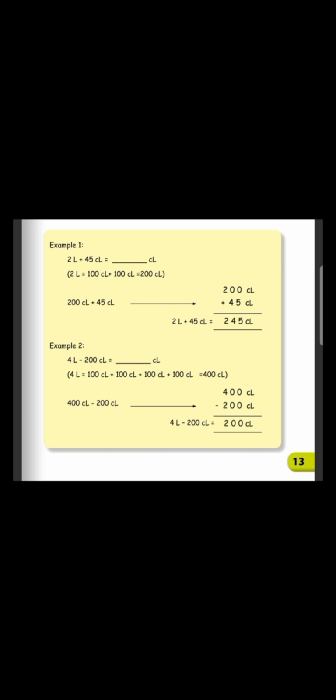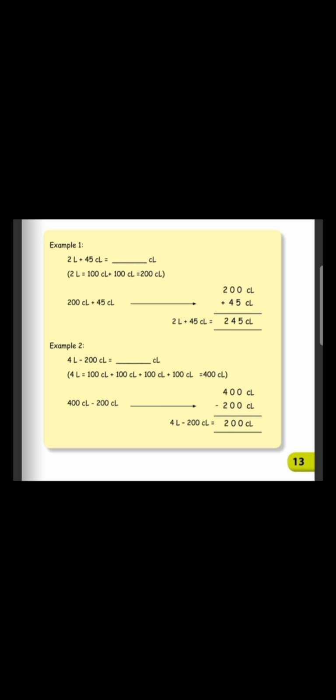Now page 13, we are going to follow 2 examples. And then I'm going to explain on the board. Example number 1. 2 liters plus 45 centiliters is equal to how many centiliters? We have to convert 2 liters into centiliters. 2 liters is 200 centiliters. Yes, and then we have to add the 45 centiliters. So 200 centiliters plus 45 centiliters is equal to 245 centiliters.